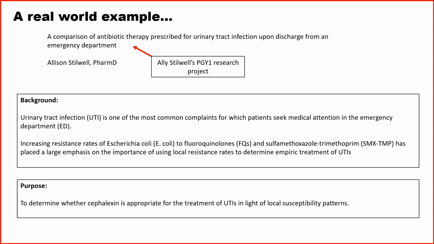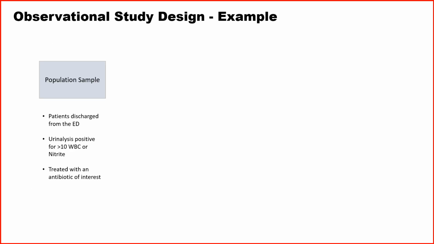So at the University of Virginia, we use a lot of cephalexin for the treatment of urinary tract infections in patients discharged from the emergency department. And our purpose for this project is to determine whether this practice of using cephalexin is appropriate for the treatment of urinary tract infections in light of our local susceptibility patterns that demonstrate increased resistance to fluoroquinolones and Bactrim.